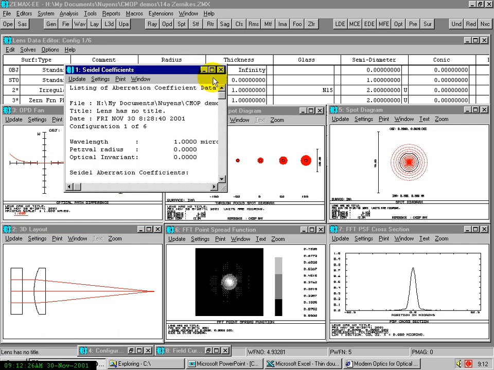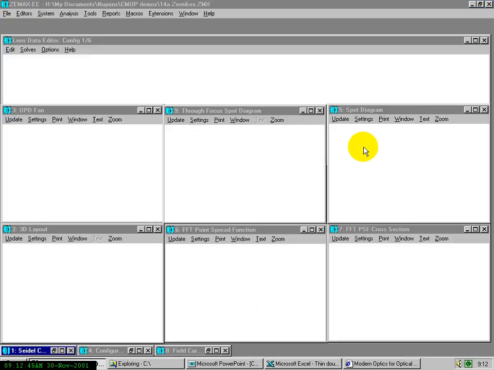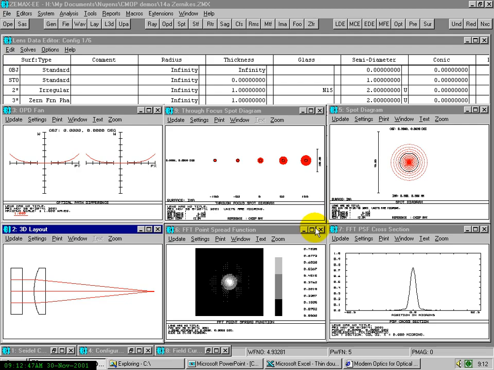If you look at the Seidels, then we see this is the spherical aberration term, about 0.3 of a wave spherical, and the other aberrations are 0. Okay, we know if there is spherical aberration that applying focus will increase the intensity in focus.